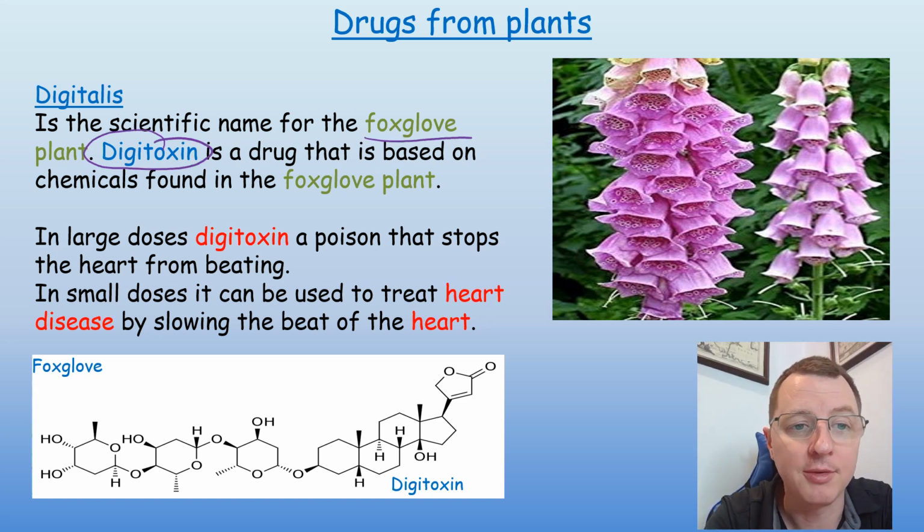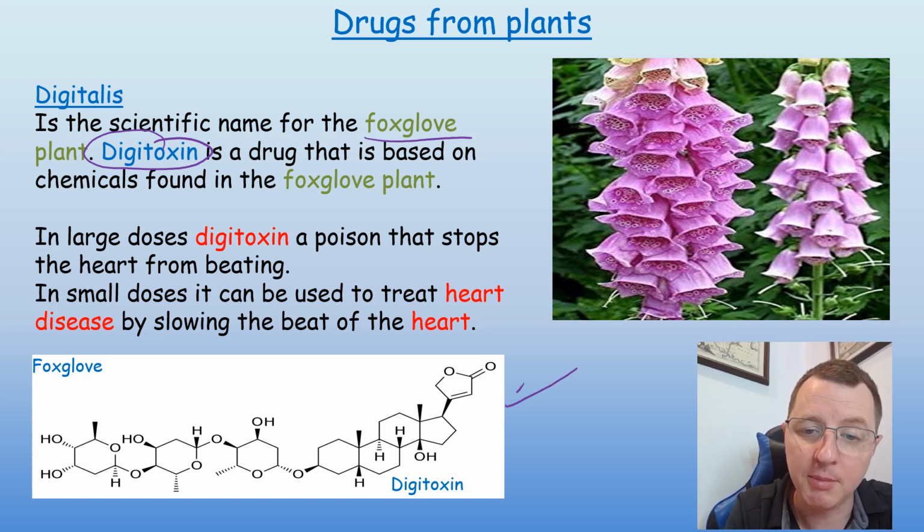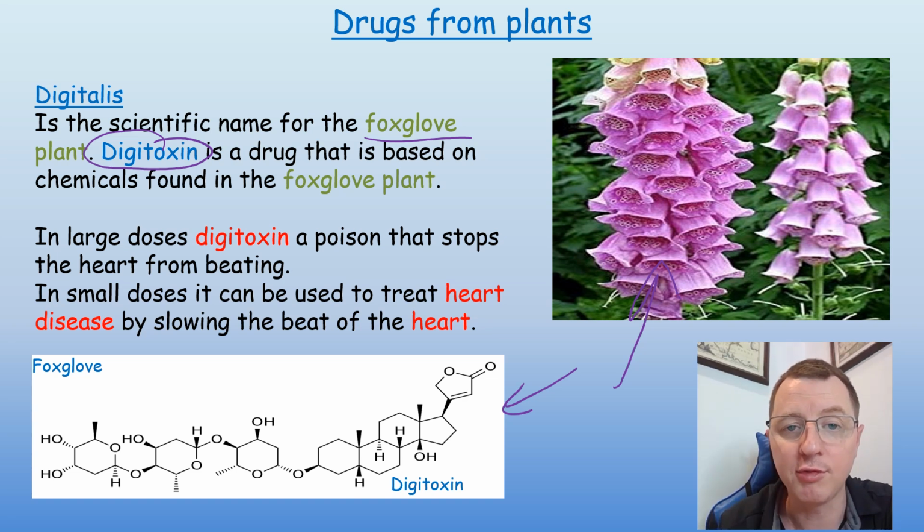Another example of medicines that are derived from plants is the medicine digitoxin, which comes from the foxglove plant. Now in large doses, digitoxin is a poison that will stop your heart beating. But in small doses, digitoxin can be used to treat heart disease by slowing the beat of the heart. And in fact, here is the chemical structure of digitoxin and the foxglove plant that it's derived from.